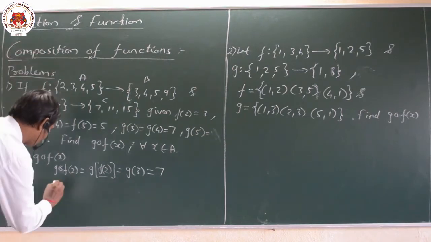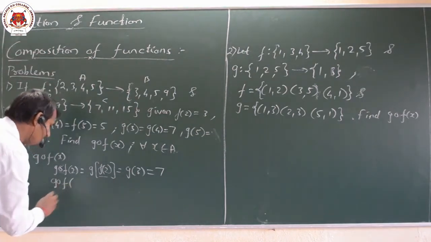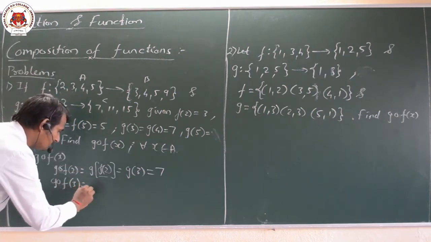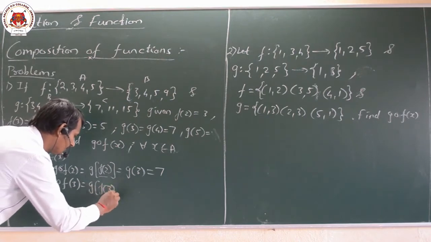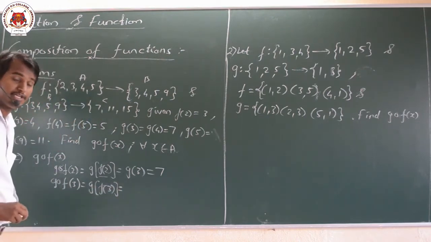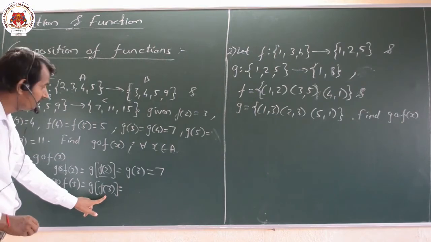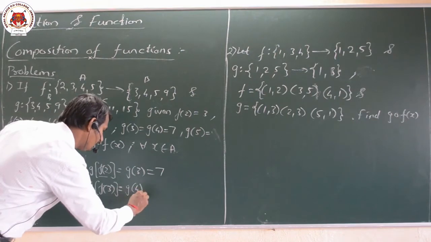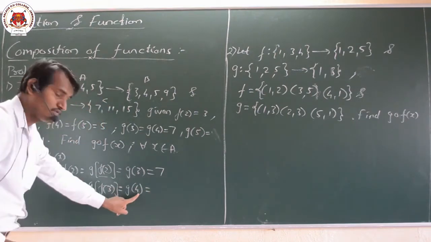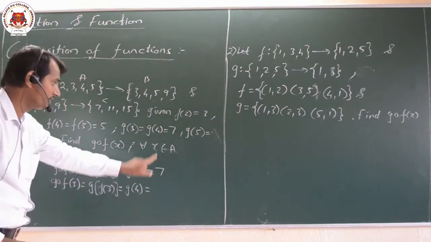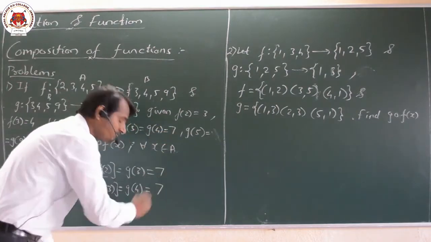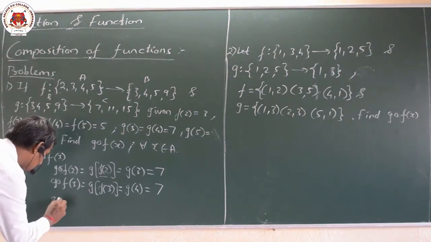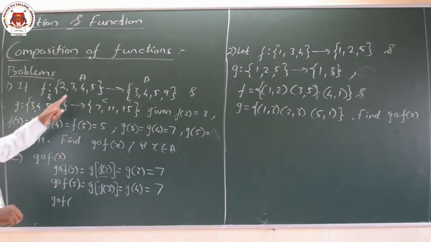Now the next value: g(f(x)) where x is the next element, 3. That is g(f(3)). What is the value of f(3)? The value is 4, so we have g(4). Now what is the value of g(4)? The value of g(4) is also 7. That we can substitute. Okay, dear friends, now g(f(3)) is over.